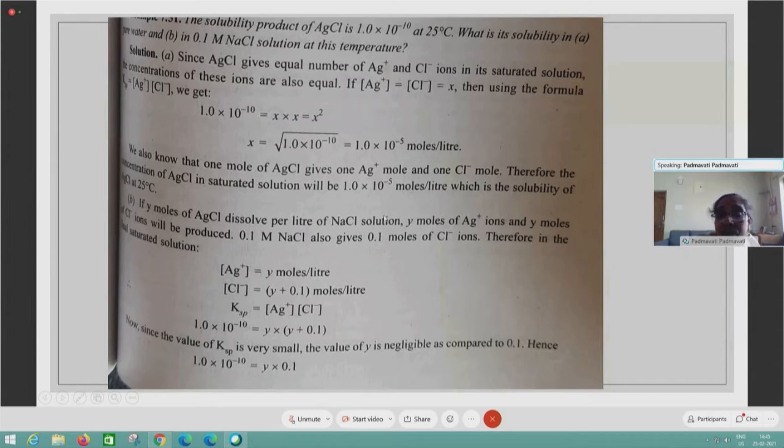That means after addition of sodium chloride, it has come to 10 to the power minus 9. Earlier it was 10 to the power minus 1. So you can see how much decrease in solubility occurred because of this common ion. That is what you can understand from this calculation.